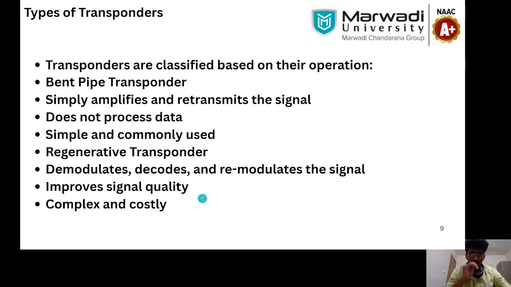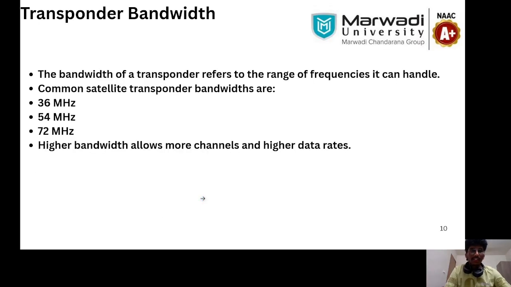It is more complex and costly. And next one is the transponder bandwidth. The bandwidth of a transponder refers to the range of frequencies it can handle. Common satellite transponder bandwidths are 36 megahertz, 54 megahertz and 72 megahertz. And higher bandwidth allows more channels and higher data rates.